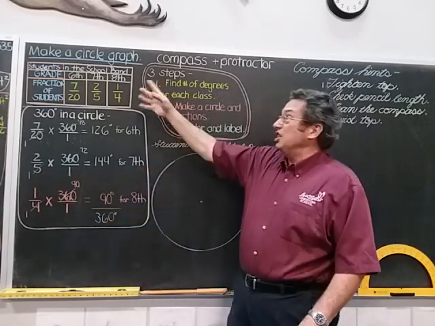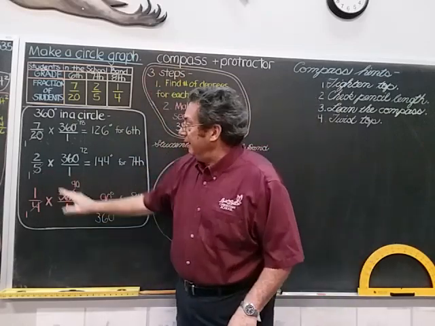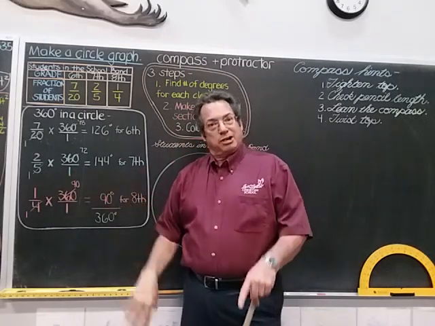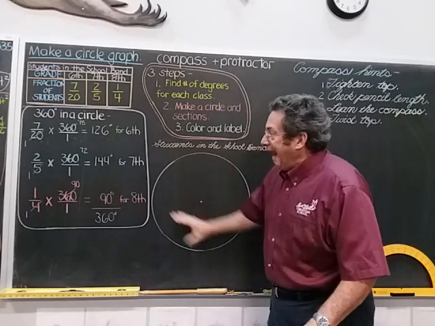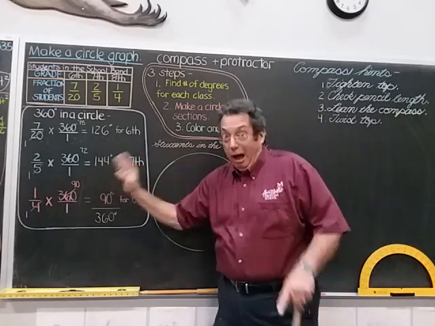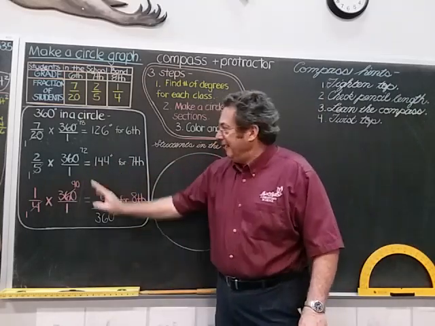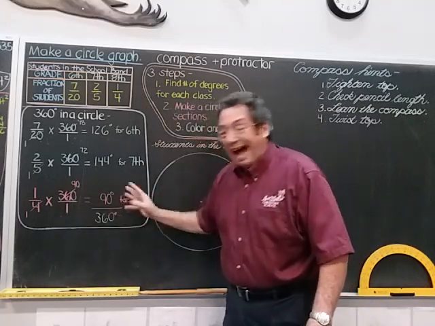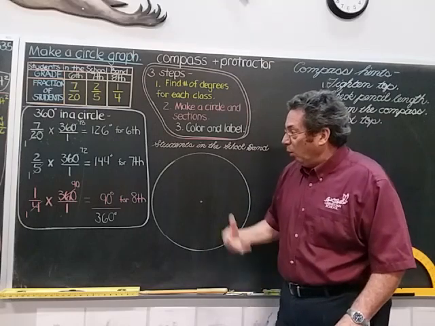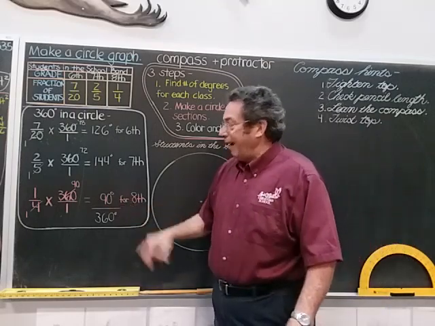2/5 of these students in the school band are in 7th grade. So I said, well, let's take 2/5 of 360 degrees. I got 2/5 of 360 total degrees, and the 7th grade owns 144 degrees of them, all right? And 1/4 of 360 for the 8th grade is 90. So 8th grade gets 90.